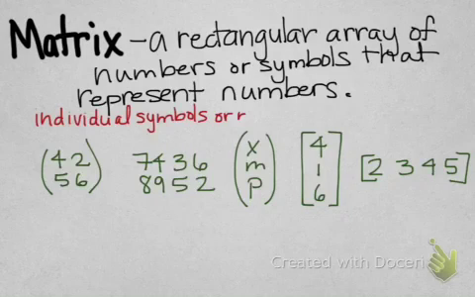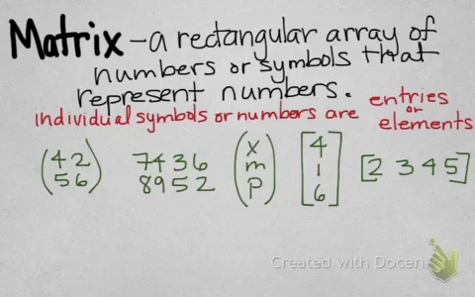So the individual symbols or numbers are called the entries or the elements. So in the first matrix, 4 is an element of that matrix.